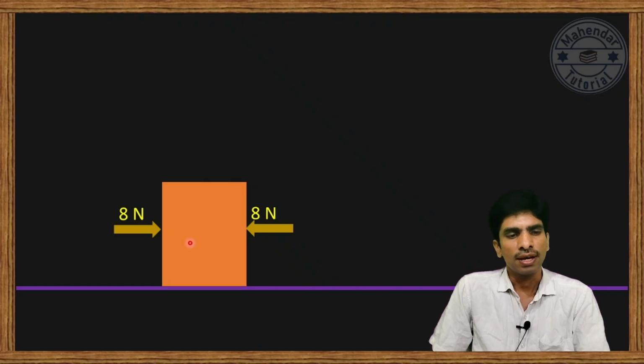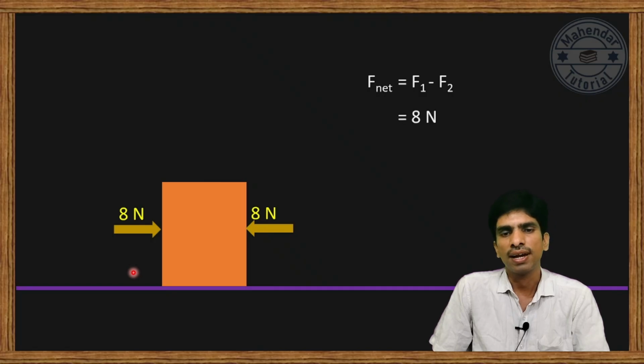Now here an 8 newton force is acting on the object towards the right and an 8 newton force is acting on the object towards the left, opposite in direction. So these forces should be subtracted. F net is equal to F1 minus F2. F1 is 8 newtons minus 8 newtons. 8 minus 8 is equal to 0. It means the net force acting on the object is 0. There is no net force acting on this object.